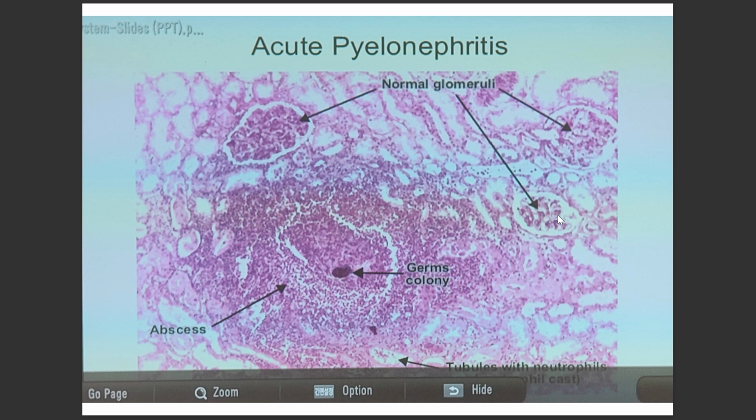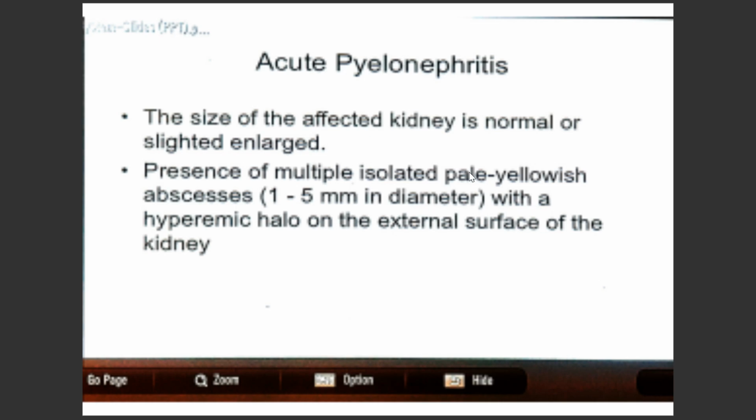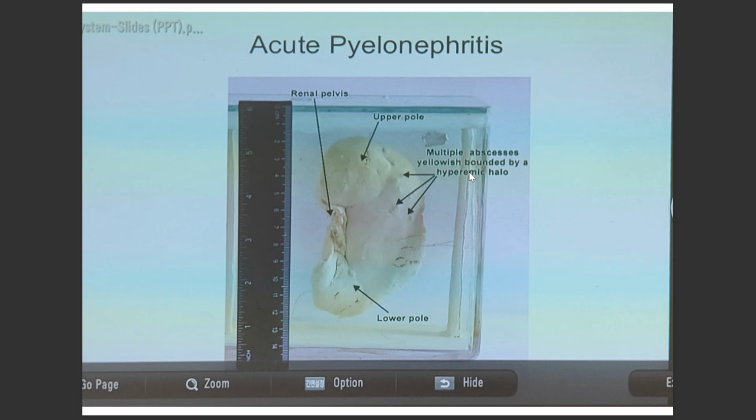This is also acute pyelonephritis. You see germ colonies and caseous masses as well as neutrophils, abscesses, pus, fibrous connective tissue, and normal glomeruli. So it is acute pyelonephritis. Let's go to another slide. It's also called acute pyelonephritis.